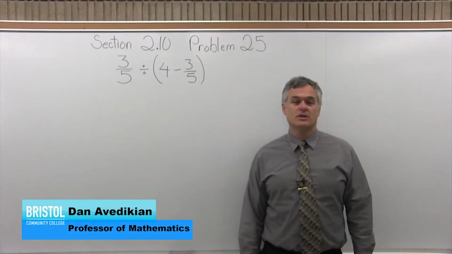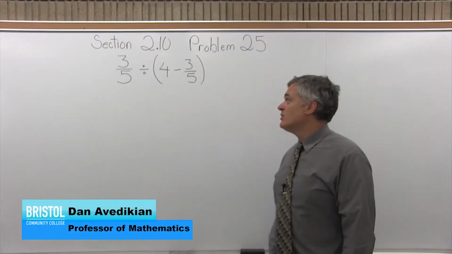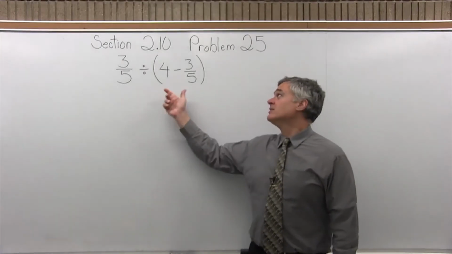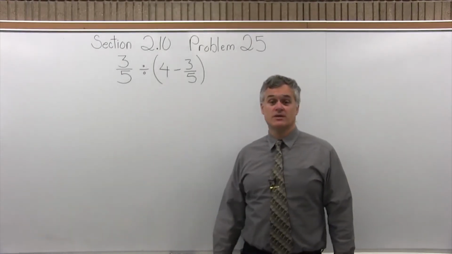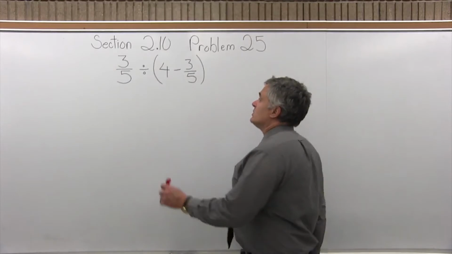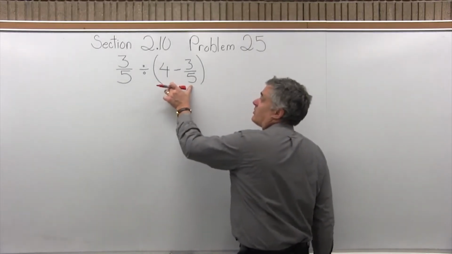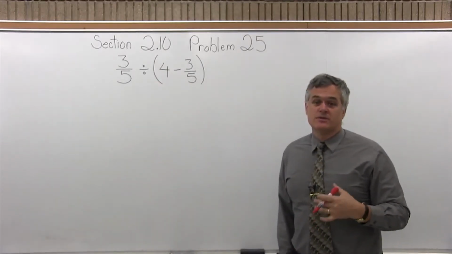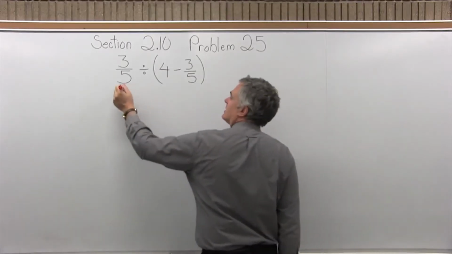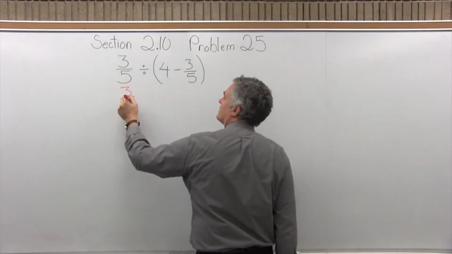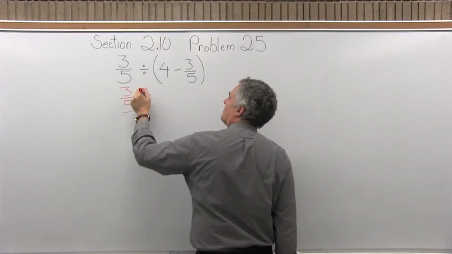This is Section 2.10, Problem 25. We have 3/5 divided by, in parentheses, 4 minus 3/5. So, any type of math problem where you have parentheses, you have to start in the parentheses. So I'm going to do that. So I'll leave the 3/5 out in front for a step, divided by.